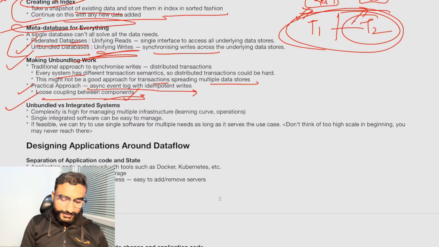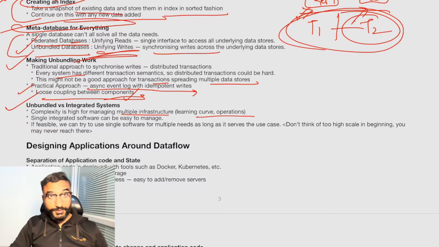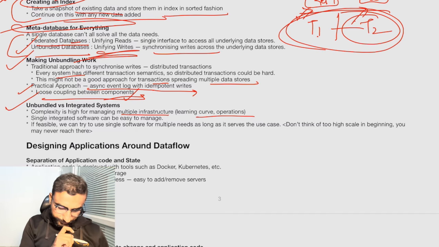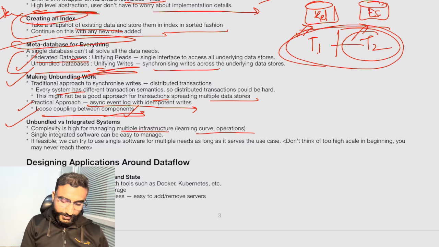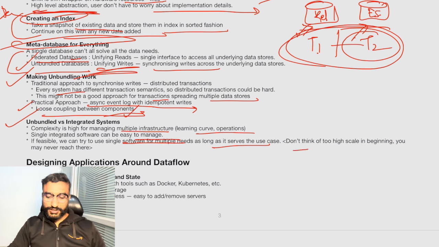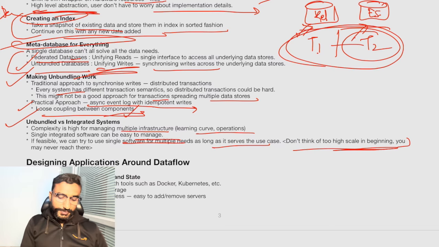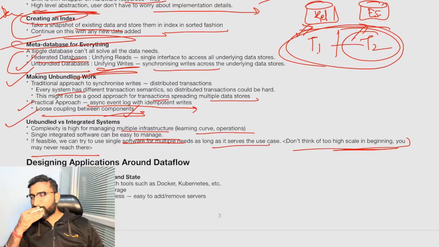Unbundled versus integrated systems. Complexity is high for managing multiple infrastructure. There is a learning curve involved, and there is operational overhead involved. If you're trying to manage multiple databases, then there is extra operational overhead. So if it's possible to create a single integrated software, then it could be easy to manage. And if feasible, we can try to use a single software for multiple use cases, as long as it serves your use case. You don't have to think of too much scale in the beginning, you may never reach there. So that's the idea of it.